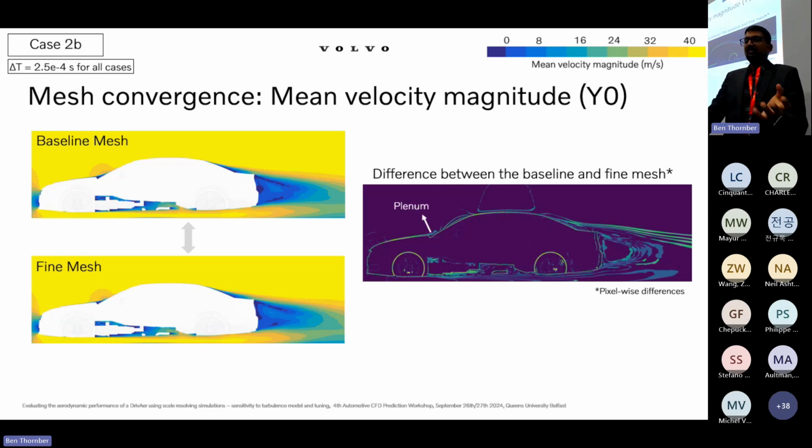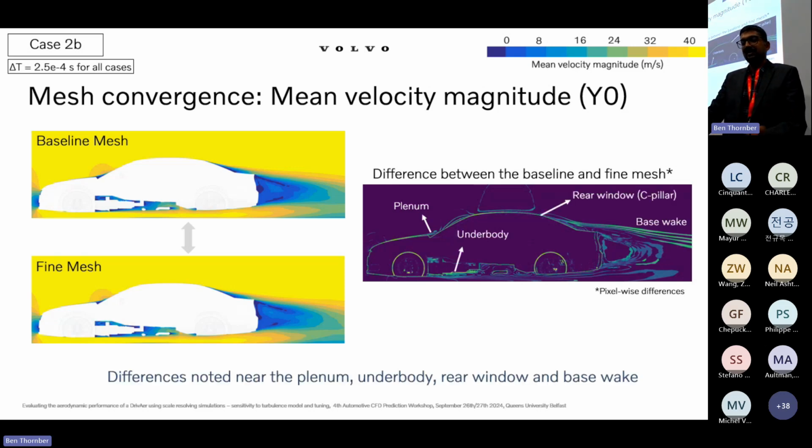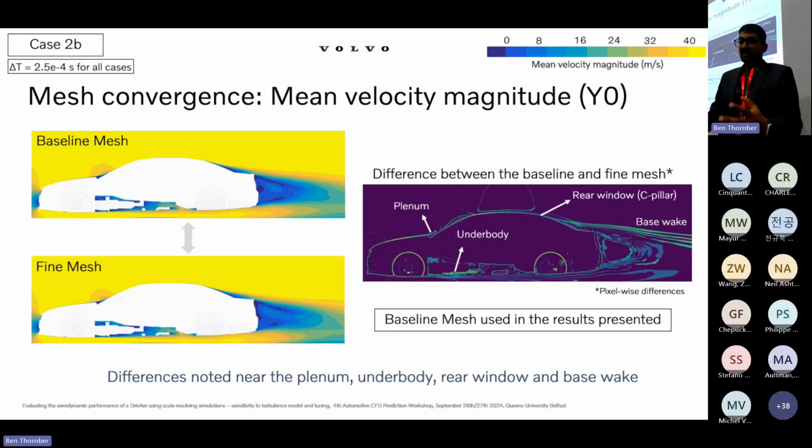We saw differences more or less throughout the length of the car. So we see something in the plenum, in the underbody, of course the C-pillar, and then at the base wake. So going down, making the mesh finer seems to trigger different flow separation phenomena at different parts of the car. This is something we are trying to understand and explain. We have not yet fully understood the full story, which is why we will use the baseline mesh for all the results presented in the remainder of my talk, mainly because it's based on the recommendations from the AutoCFD4 conference.